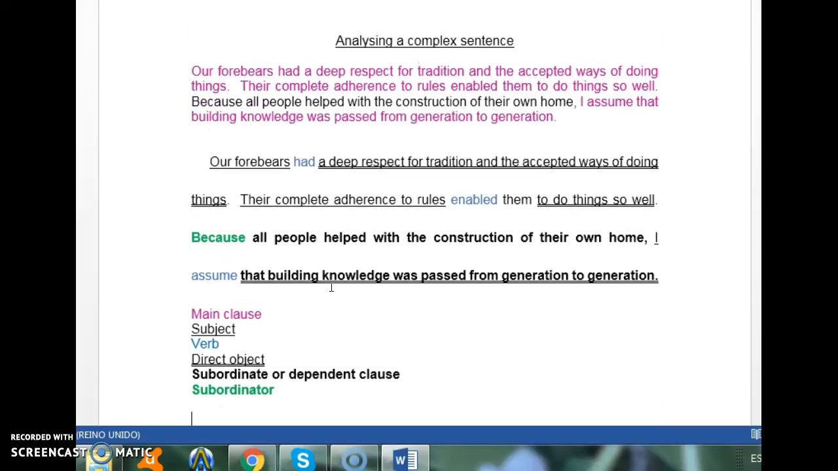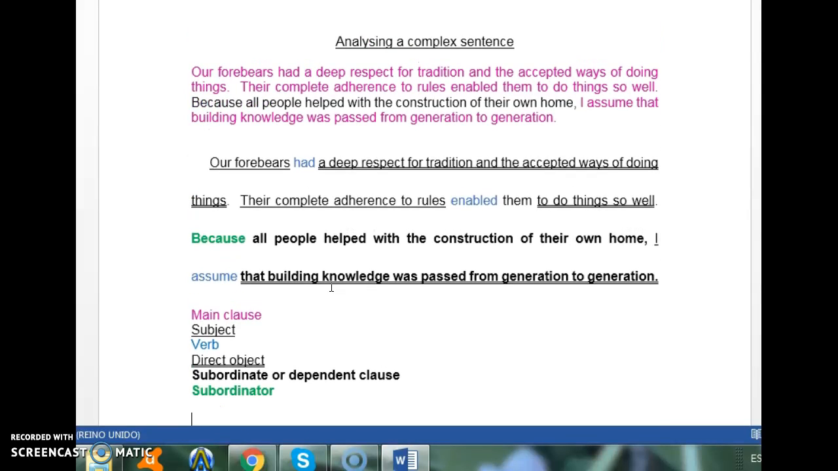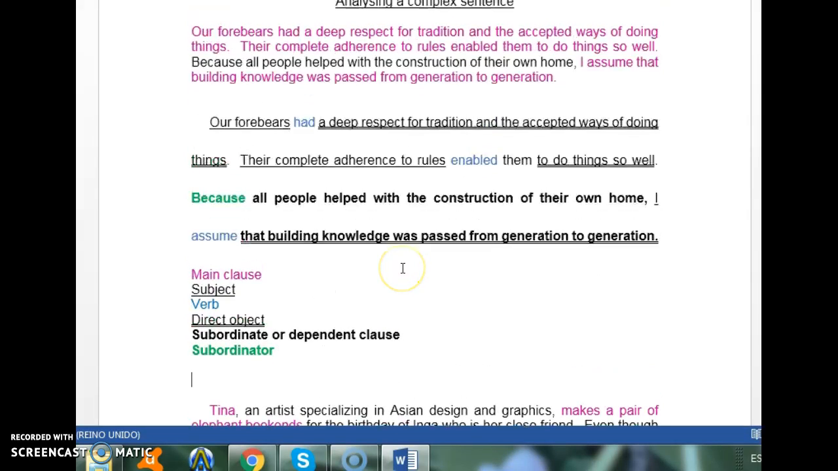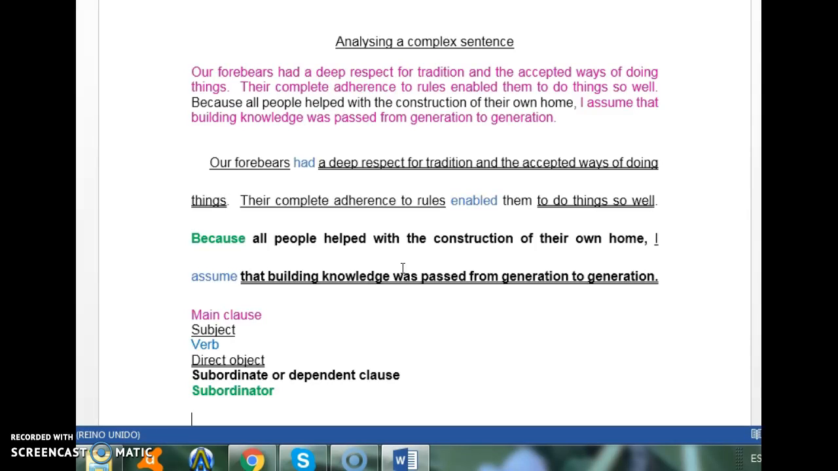Okay, this is not the way you have to do the exercises when I send them. This is just for you to see how it is done, or what you have to look for in a sentence. Okay.